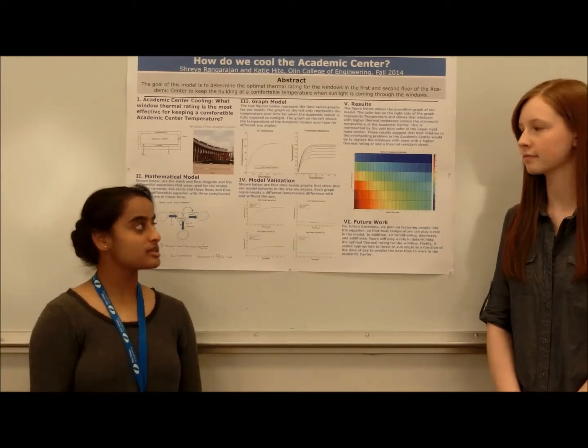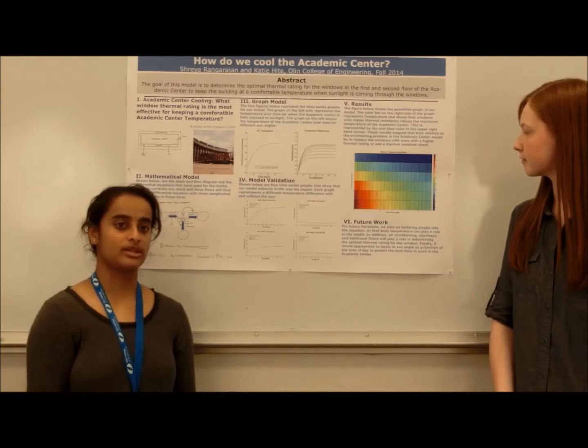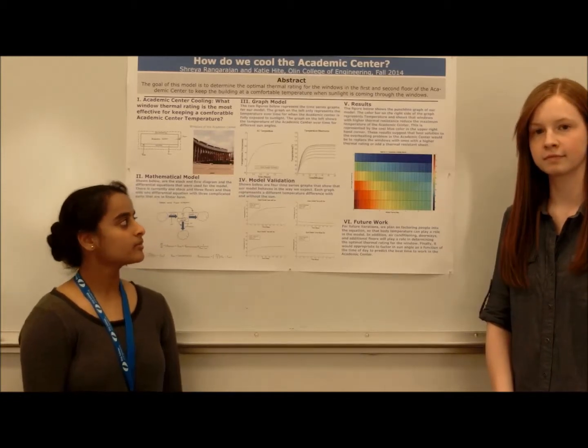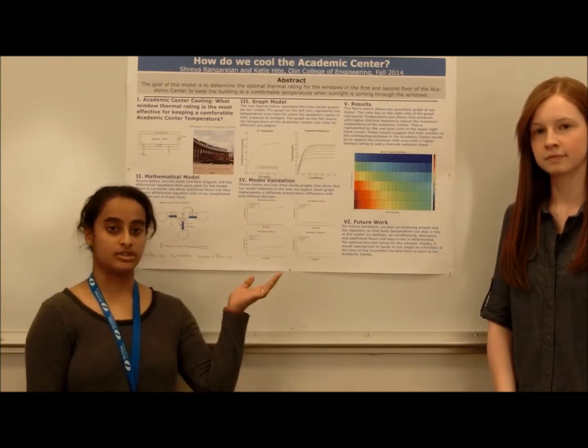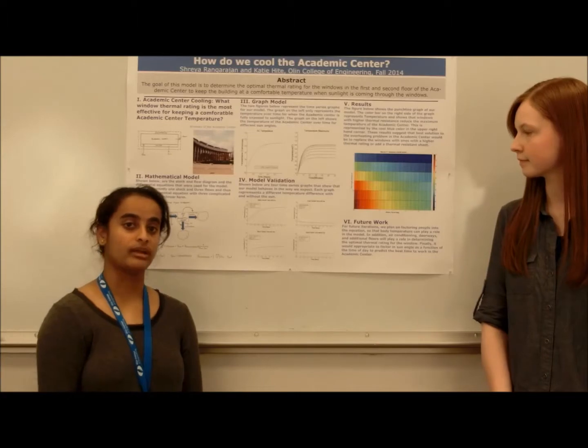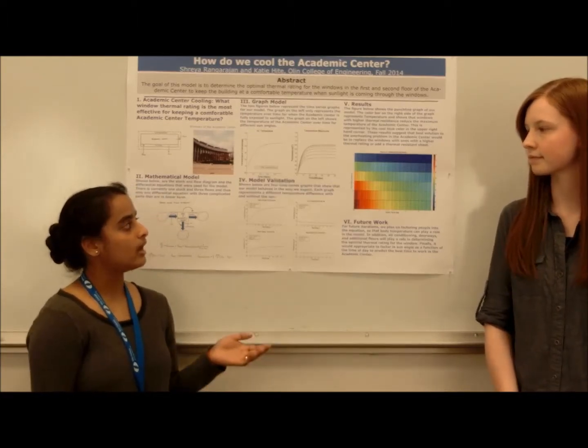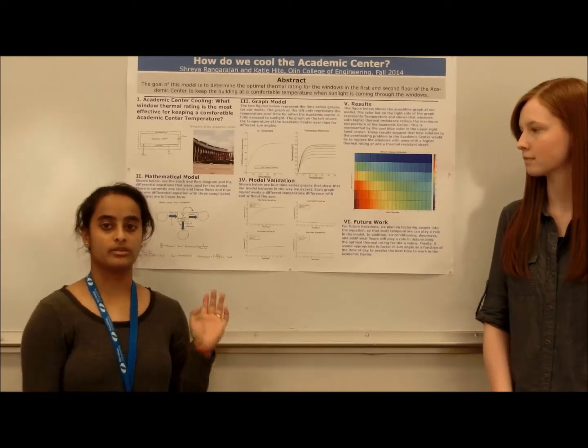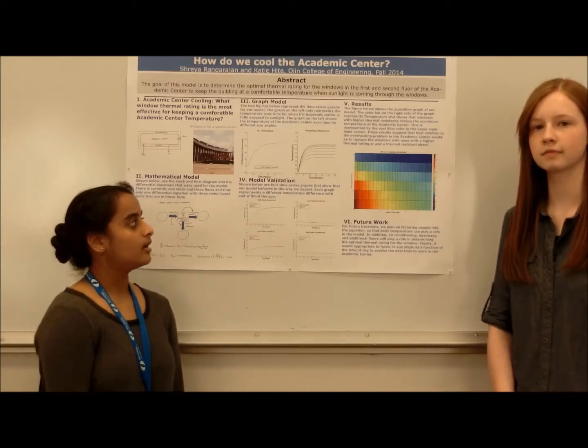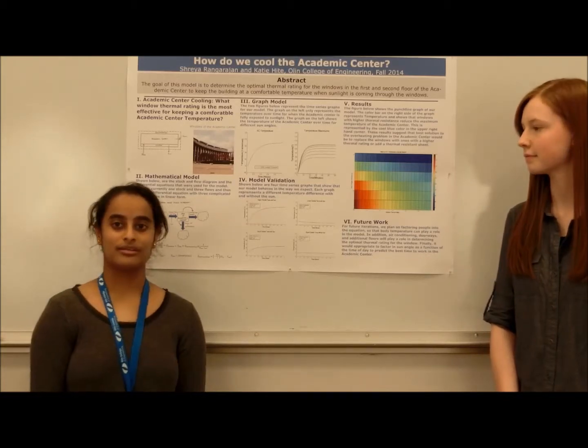So in conclusion, some suggestions that we would make in order to cool the academic center would either be to add a thermal resistant sheet, which would block out some of the sunlight, so therefore the internal temperature of the academic center would be a lot cooler, or to add windows with higher thermal ratings, so completely change out the windows. So with that, we conclude our presentation.